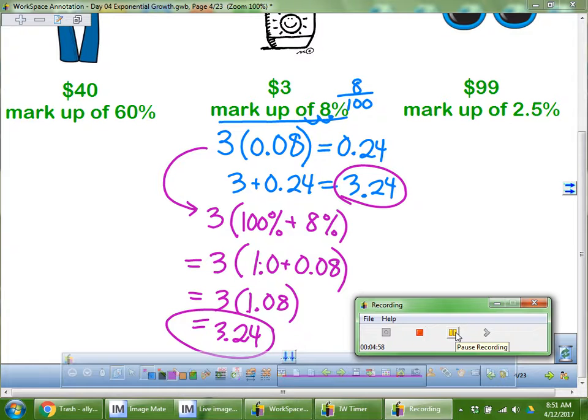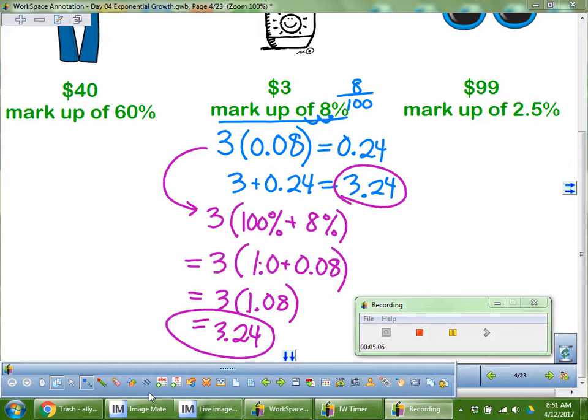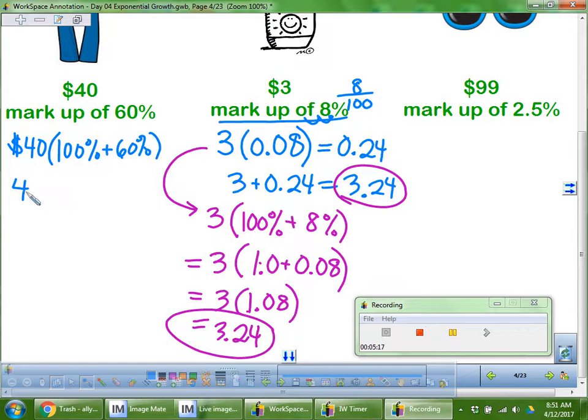And for the $40 increase, we could write this as $40 times 100% of that plus the 60% markup, which would be the same thing as 40 times 1.6, which is $64. How'd we do? Good?